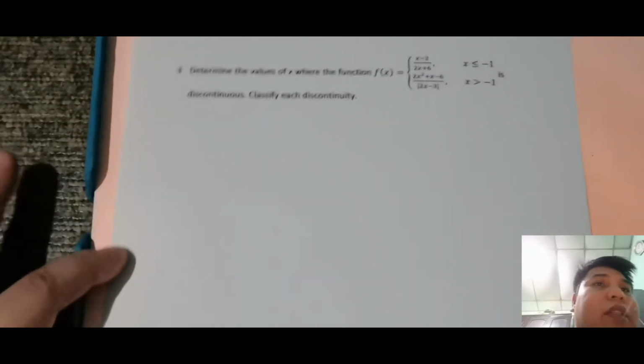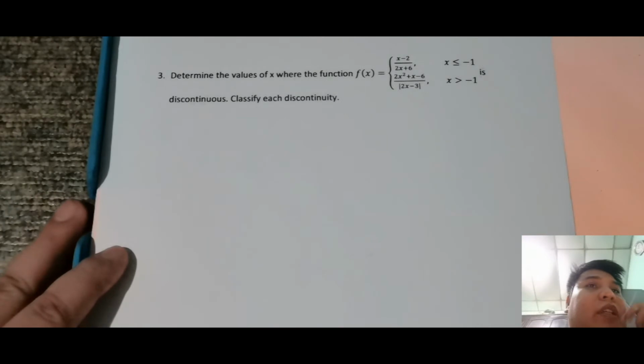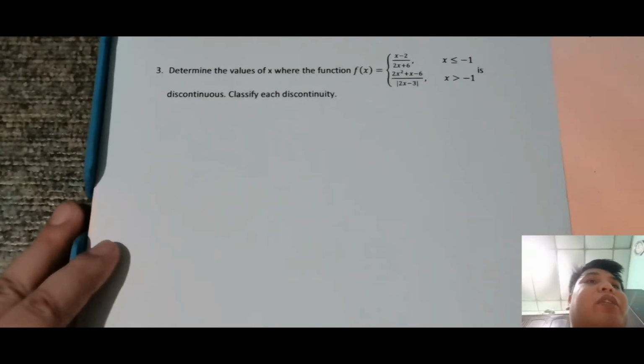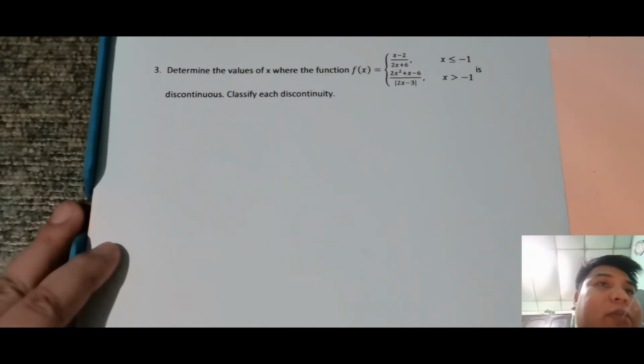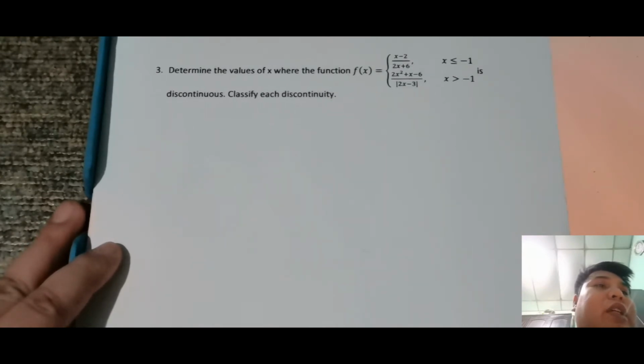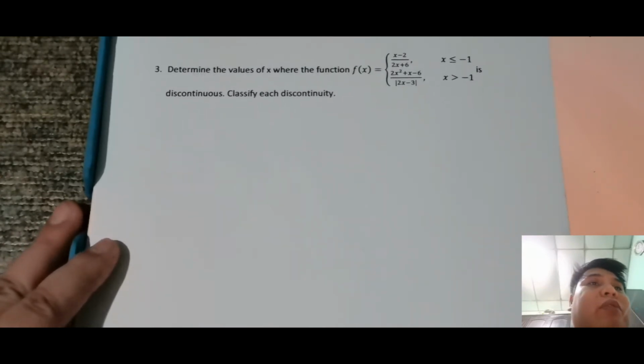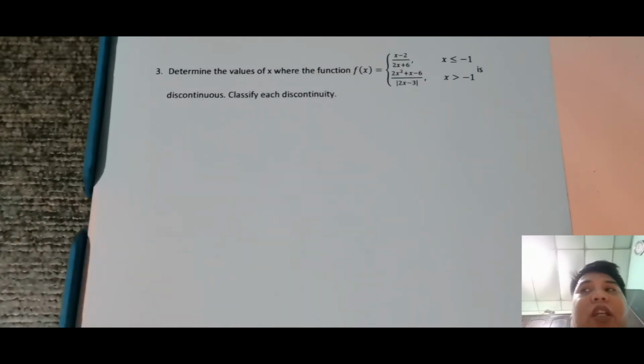Okay, so dito sa ating example number 3, ito naman tanong. Determine the values of x where the function f of x, then yan ang function, x minus 2 over 2x plus 6 whenever x is less than or equal to negative 1, and 2x squared plus x minus 6 over absolute value of 2x minus 3 when x is greater than negative 1, is discontinuous. So classify its discontinuity. So meaning, hahanapin natin kung saan siya undefined. Agad, literal.